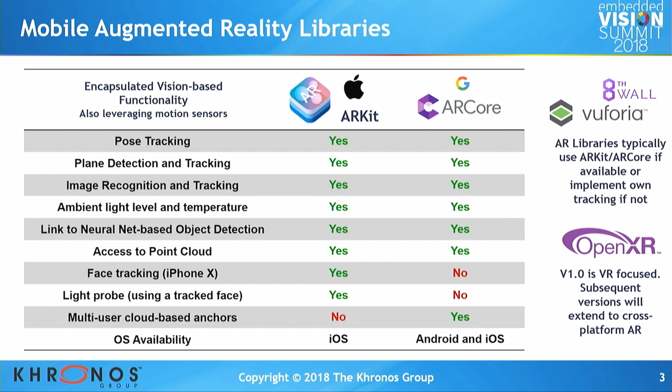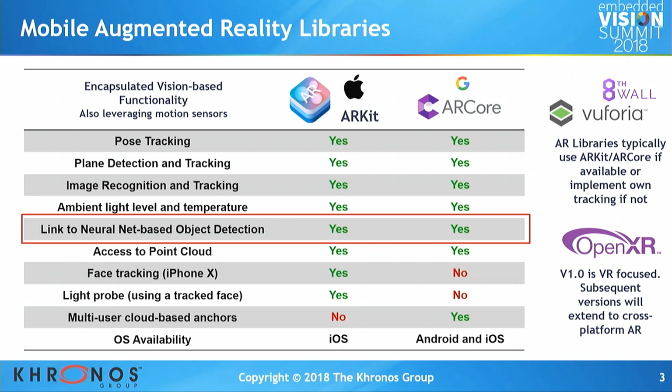A cross-platform solution that isn't here yet, but will be in the next year or two, is OpenXR. Radha mentioned it briefly. It's an AR/VR standard. Version 1.0, which hopefully will be here later this year, is focused on VR. But of course, it has the API calls for pose, for interacting with input devices. Future versions of OpenXR are intended to cover AR use cases, so the list of functionality will be kind of similar to this, and it will be a cross-platform standard.